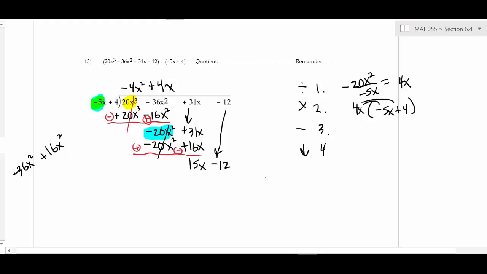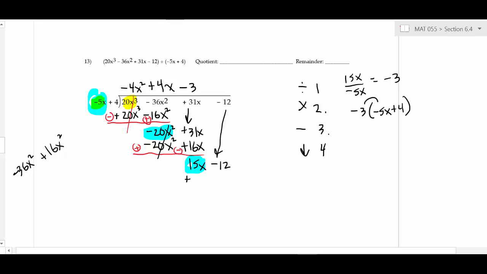And then we need to do one last loop. Okay? So one more time we've got to do it. This time what you're going to do is 15x divided by negative 5x. So what's 15x divided by negative 5x? Negative 3. Okay, we got that. Now you're ready to multiply. So you're going to go negative 3 times negative 5x plus 4. That's a distributive property, so that's going to be positive 15x minus 12, like that.